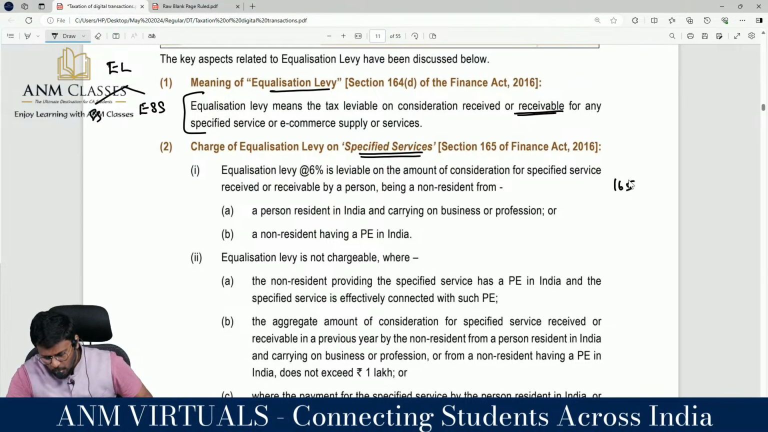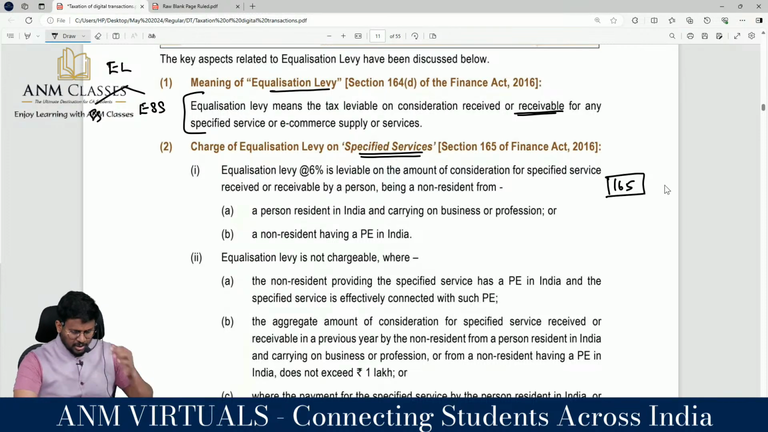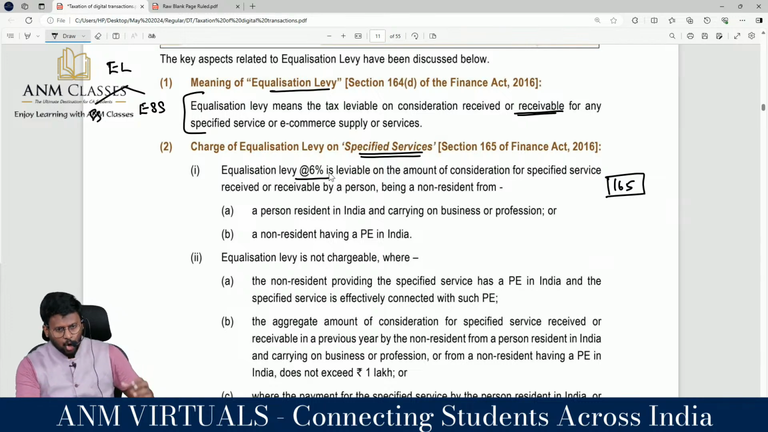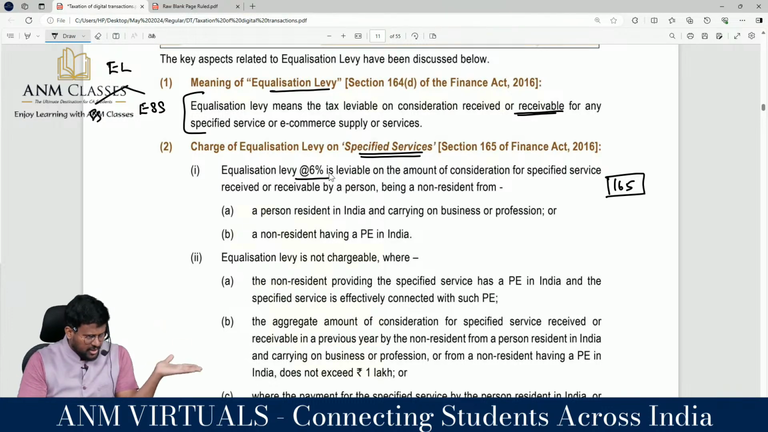This is as per section 165 of the Finance Act. Section 165: equalization levy at the rate of 6% is leviable on the amount of consideration for specified service received or receivable by a person being a non-resident. That means a non-resident situated outside India is providing a specified service to a resident who is situated in India.